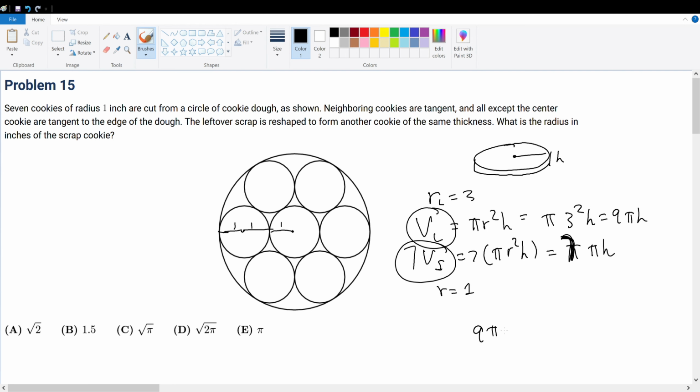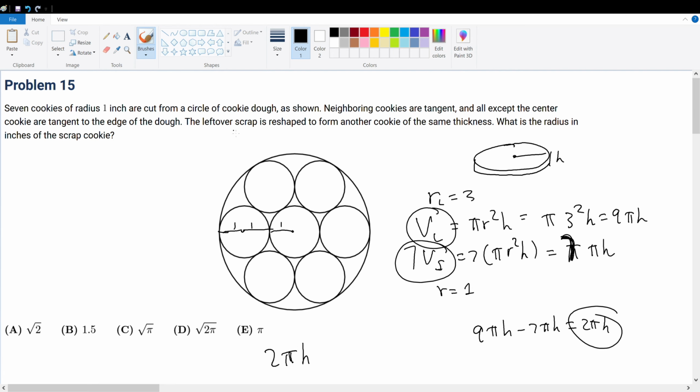So 9 pi h minus 7 pi h will give you 2 pi h. 2 pi h is the volume of the scrap. So no matter how you deform the remaining scrap, it will always have a volume of 2 pi h. The volume remains the same. So what can we say? We can say that the volume of 2 pi h has to equal, well, what happens?